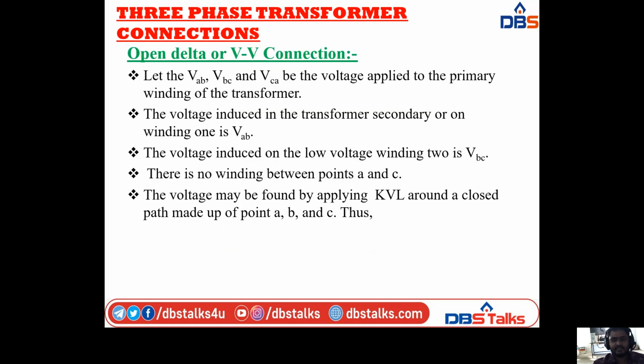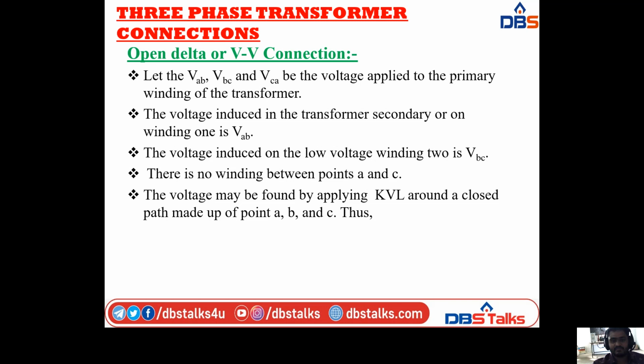So let VAB, VBC and VCA be the voltage applied to the primary winding of the transformer. Then the voltage induced in the transformer secondary on winding one is VAB. The voltage induced on the low voltage winding 2 is VBC.